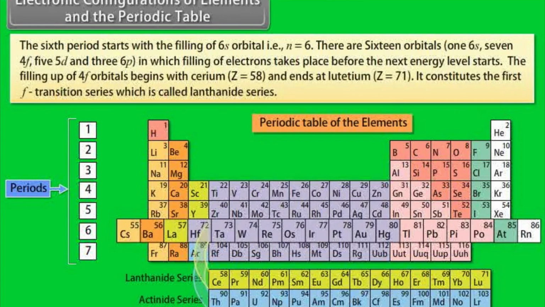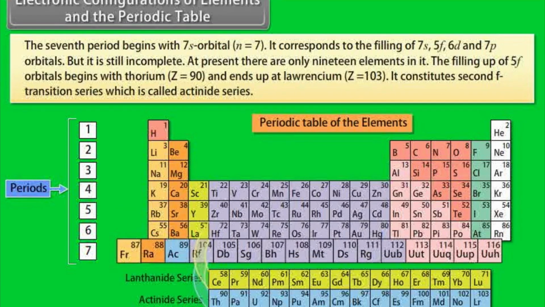The sixth period starts with the filling of the 6s orbital, that is, n equals 6. There are 16 orbitals, one 6s, seven 4f, five 5d and three 6p, in which filling of electrons takes place before the next energy level starts. The filling up of 4f orbitals begins with cerium, atomic number 58, and ends at lutetium, atomic number 71. It constitutes the first f transition series, which is called the lanthanide series.